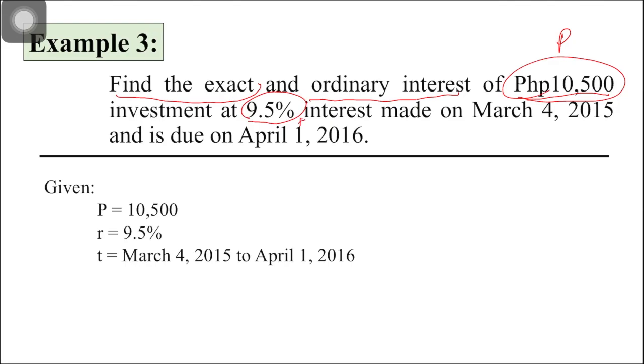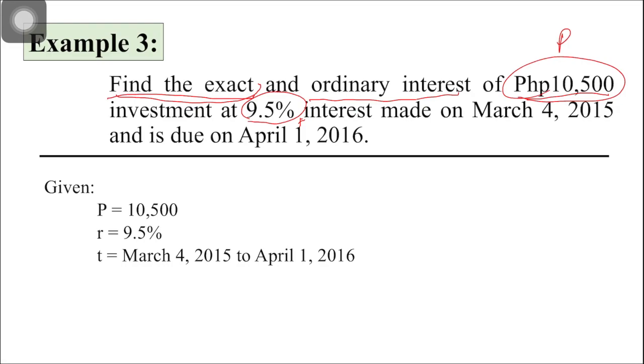So, ang naay kwarta nga 10,500. So, this is the principal. Yang gi-invest at 9.5 interest. Made on, so gi-invest niya iyang kwarta pagka March 4, 2015. And is due on April 1, 2016. So, question, find the exact interest and ordinary interest.